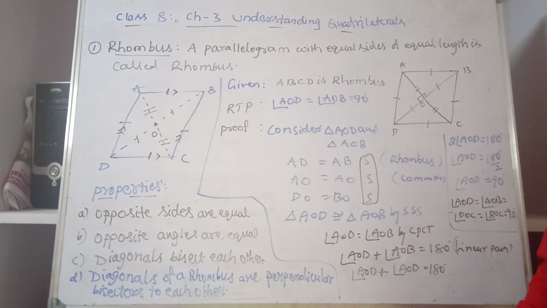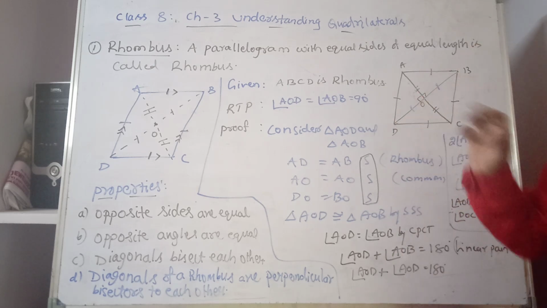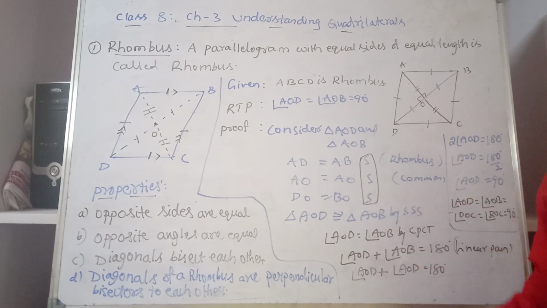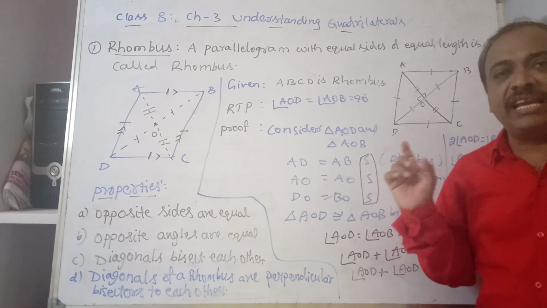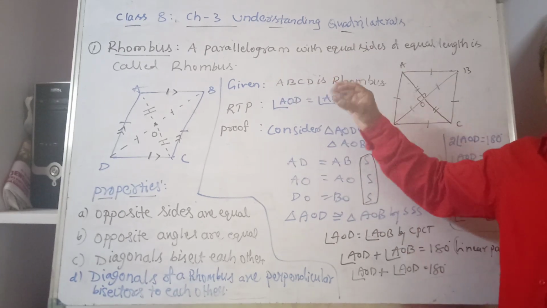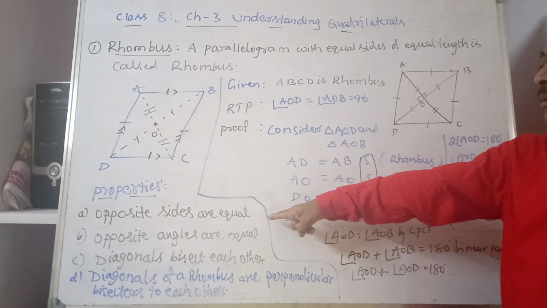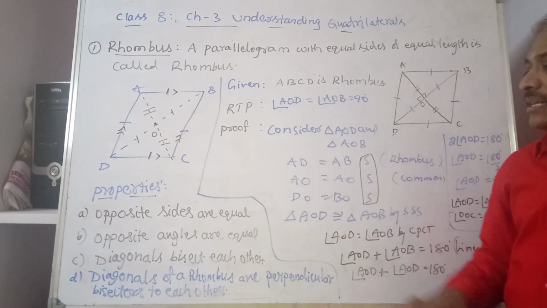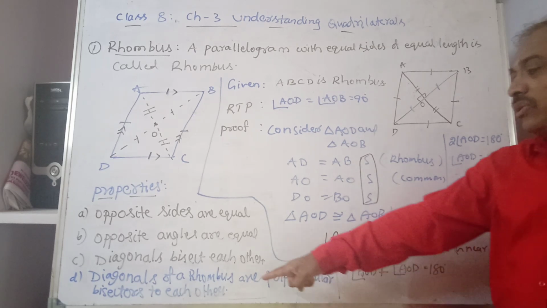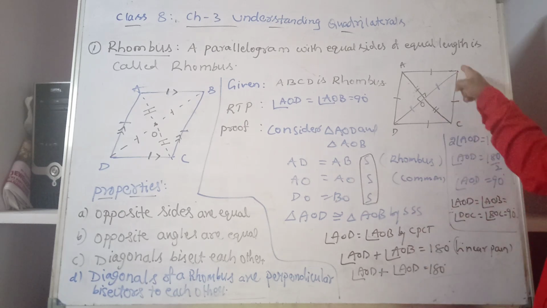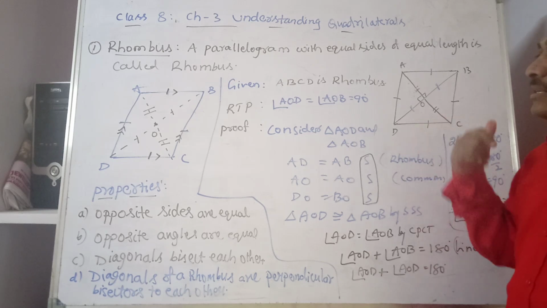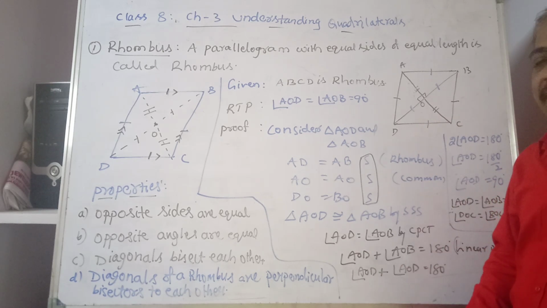How do you define a rhombus? It must be a parallelogram with all sides of equal length. Then we call it a rhombus. So all the properties of a parallelogram are applicable to the rhombus: opposite sides are equal, opposite angles are equal, diagonals bisect each other. Diagonals of a rhombus are perpendicular bisectors of each other. This is about the rhombus. Is it clear? Right.